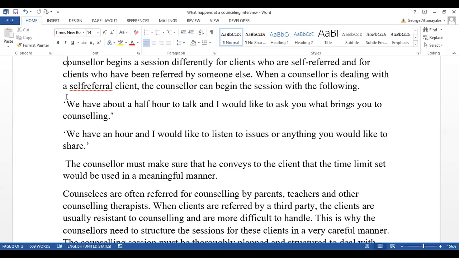The counselor must make sure that he conveys the time limit set to the client. So you have to use the time limit very meaningfully. So it is a must, right? Okay, right, good.